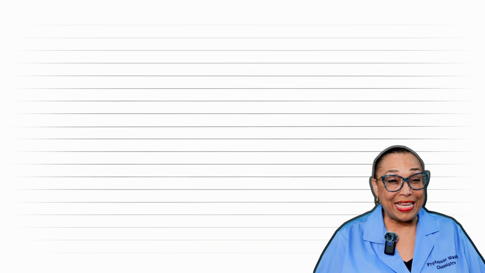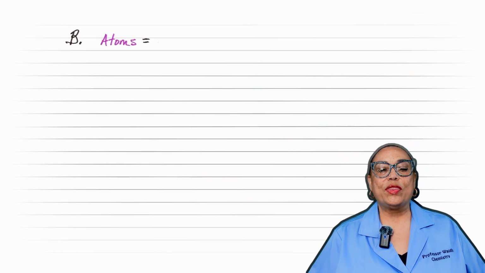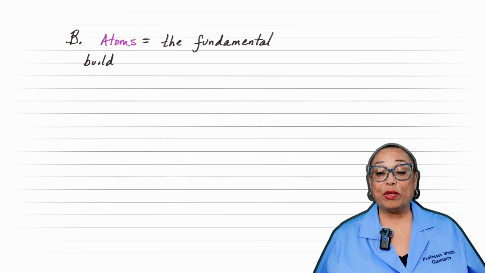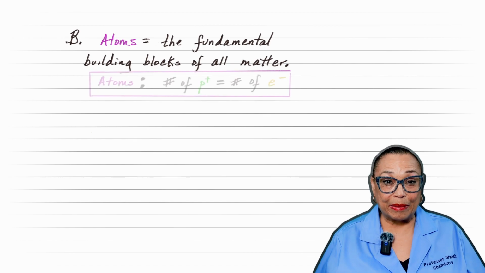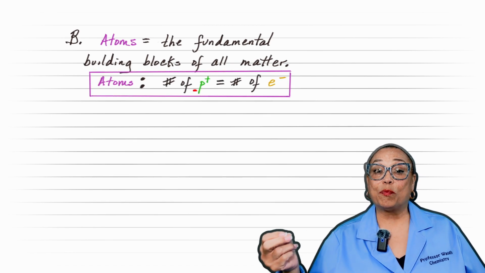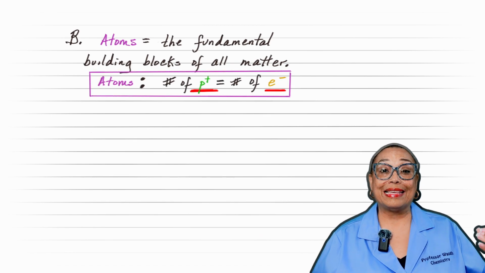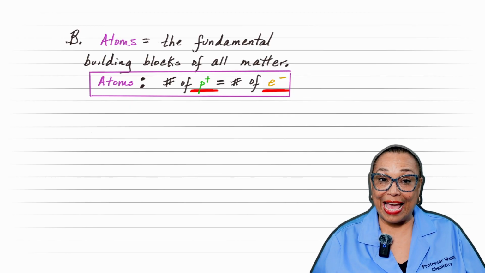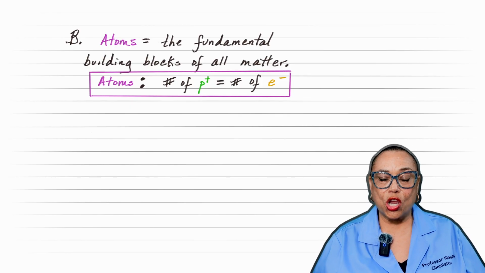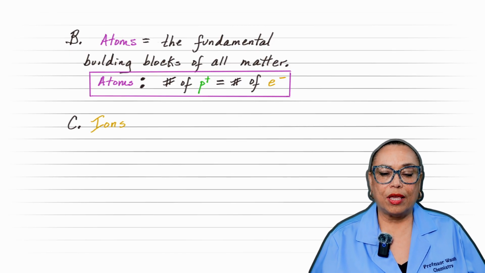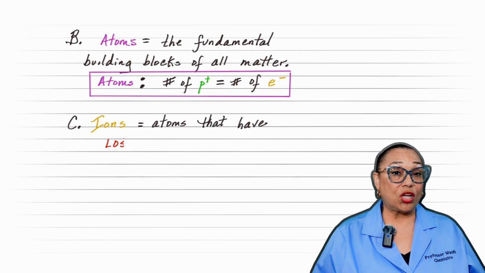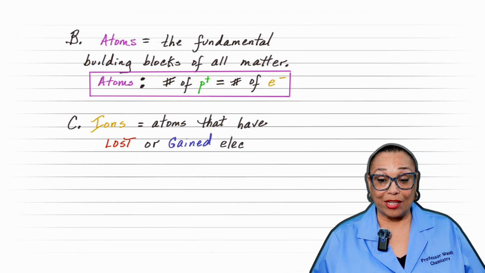So let's look at this. What is an atom? This is, of course, the fundamental building blocks of all matter. But you've got to remember that an atom has the same number of protons as electrons. That's an atom. It has no charge. But when you talk about ions, the atoms have lost or gained electrons.